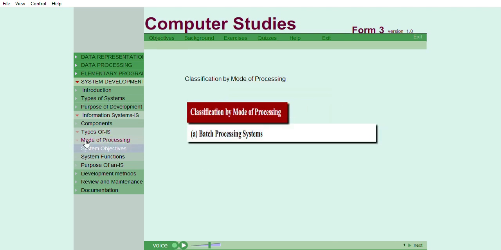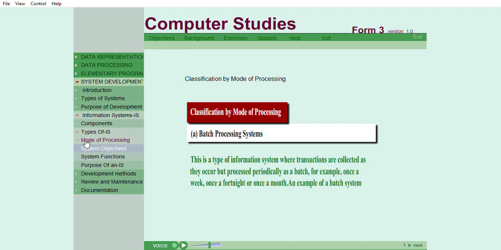Classification by mode of processing. One form of processing is batch processing systems. This is a type of information system where transactions are collected as they occur but processed periodically as a batch, for example, once a week, once a fortnight, or once a month. An example of a batch system is a payroll system, which is processed once a month.